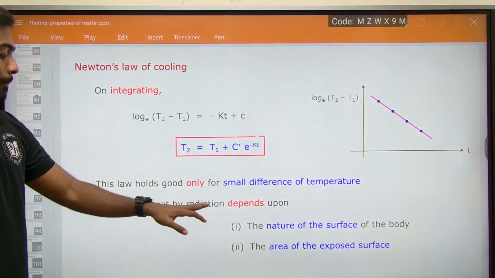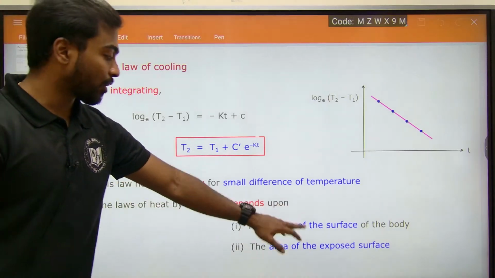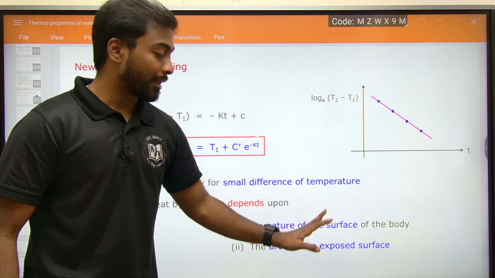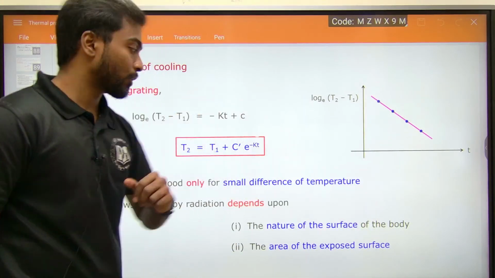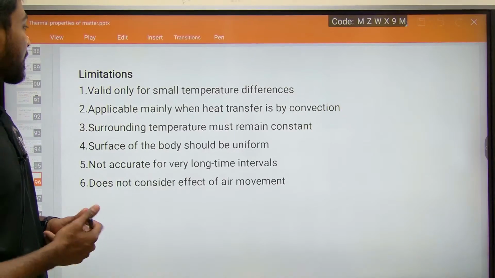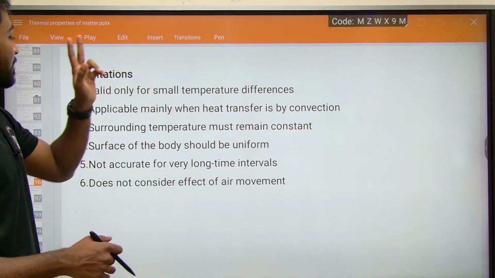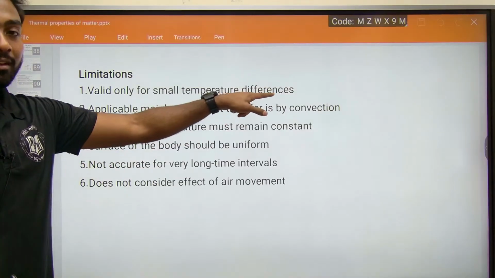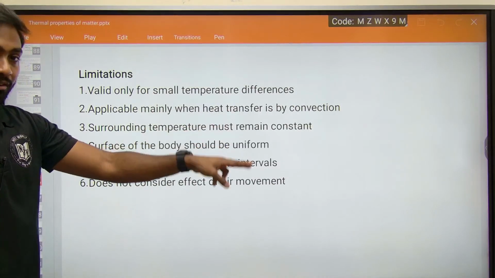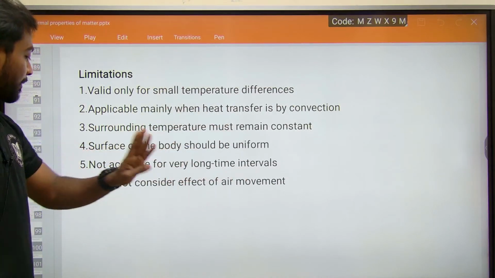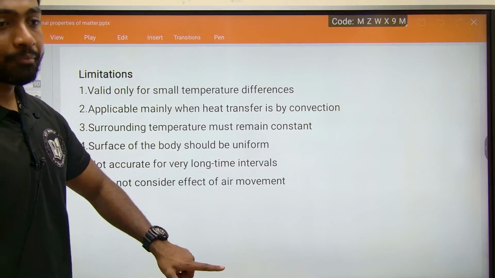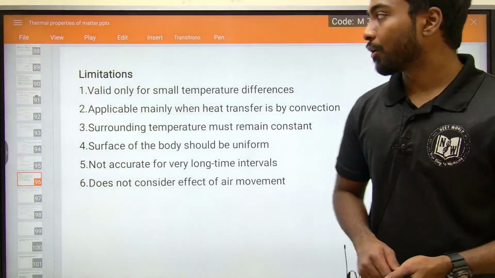The laws of heat by radiation depend on the nature of the surface and the exposed area of the surface. Now the limitations: valid only for small temperature difference. Applicable mainly when heat transfer is by convection, only for convection; if conduction is there, no. Surrounding temperature must remain constant. Surface of the body should be uniform. Not accurate for very long time intervals, and does not consider the effect of air movement. So these are the limitations.